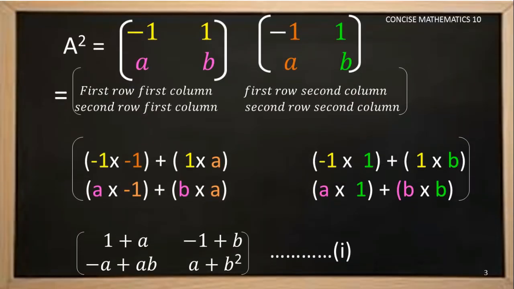A square is equal to matrix A into A. As both the matrices are of the order 2 by 2, we can apply the same rule: first row, first column, first row, second column, second row, first column and second row, second column. Hence, A square will be equal to 1 plus a, minus 1 plus b, minus a plus ab, a plus b square. Here we can find the terms in the form of an equation. Let us equate this value to the matrix I.